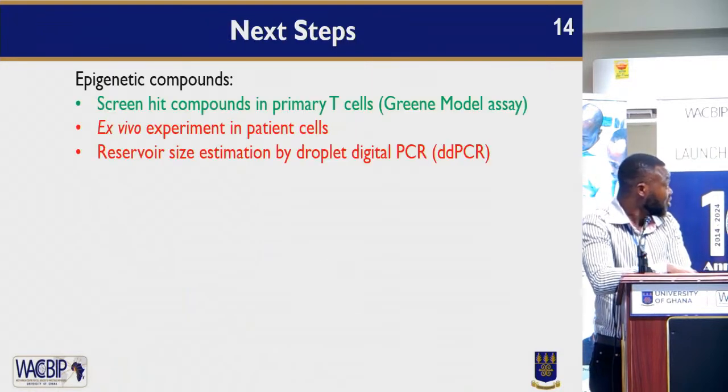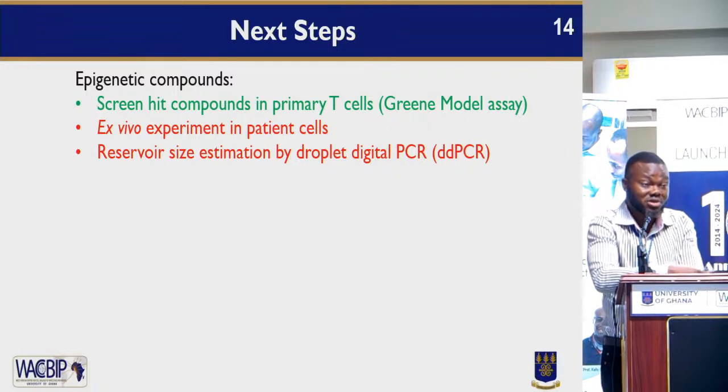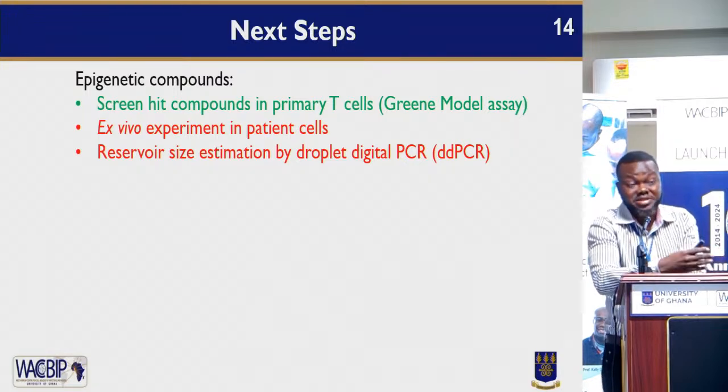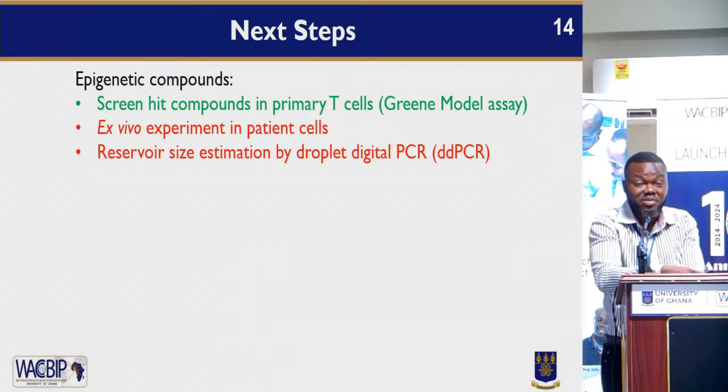We screen them in a primary T cell model, because that is the first model that was going to patients. The whole idea is to use HIV patients, to try them with HIV patients. So we'll take patient cells that are virologically suppressed for more than 6 months, take out their resting memory T cells, and then challenge them using these compounds to see their effect.